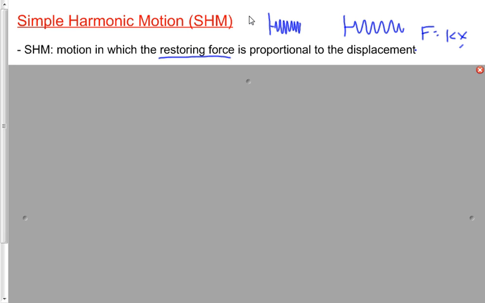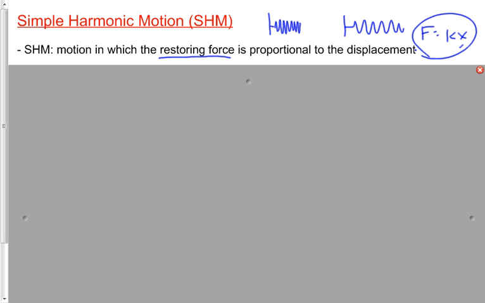Here we're not talking about the applied force, though. The force that I pull with is bigger as the displacement is bigger. We're talking about the force that it pulls back with is bigger as the displacement gets bigger. But in the end, the force that I pull with is going to be the same as the force that the spring pulls back with. So, motion in which the restoring force is proportional to the displacement. In other words, everything that we did back in our energy unit involving Hooke's law, F is equal to kx, is simple harmonic motion.